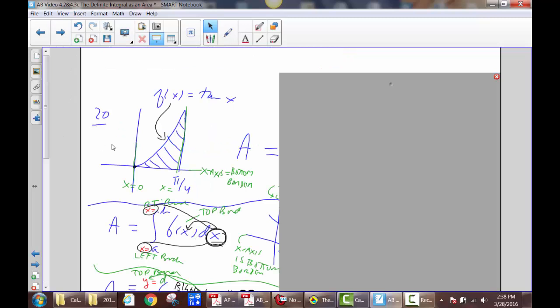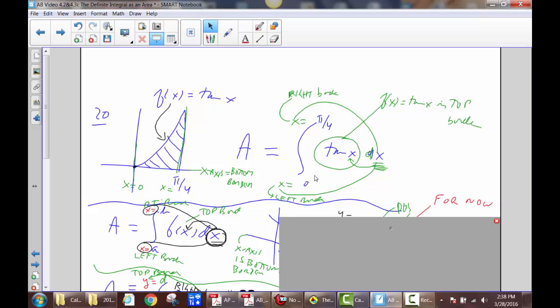Okay, here's number 20. This time the function is y equals tan x. As you can see, the left border is x equals 0. The right border is x equals pi over 4. Tan x is our top border. X-axis is our bottom border. And therefore, the area is equal to this integral.